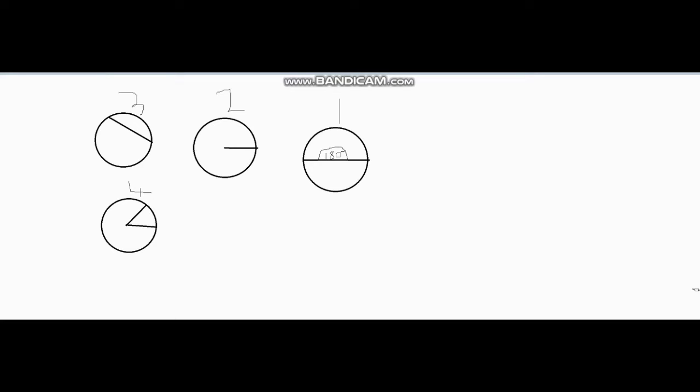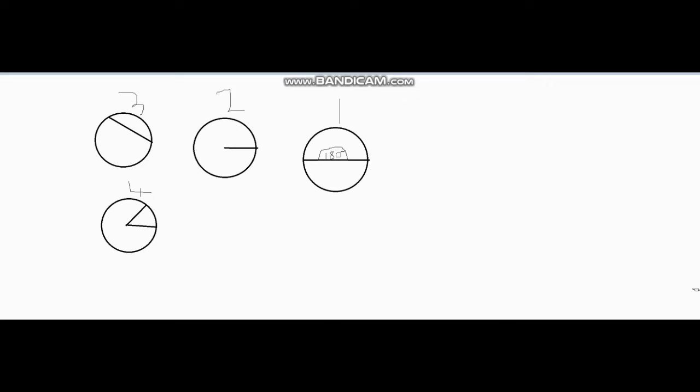Now we have what is known as a chord. A chord just joins any 2 points on the circle by a line. It doesn't have to be through the center. So a diameter is a chord, but a chord isn't necessarily a diameter. And the area between a chord and the edge of the circle is called a segment.